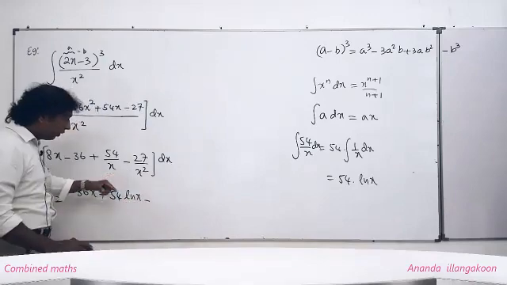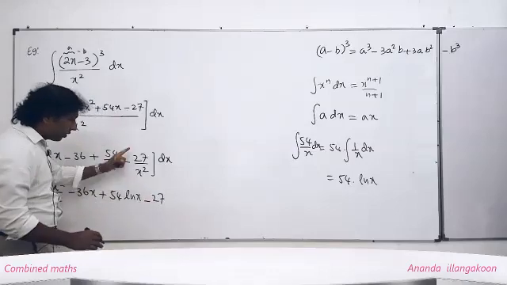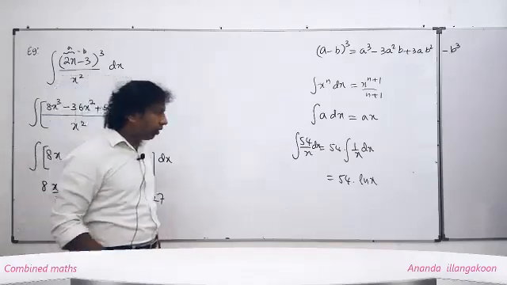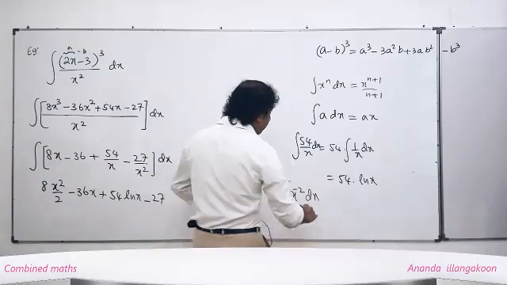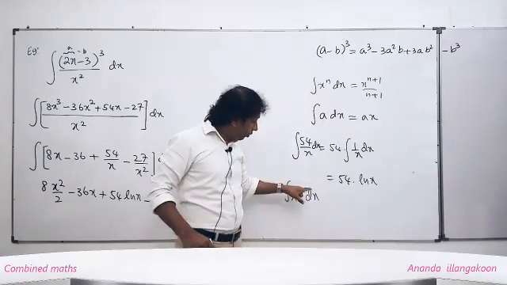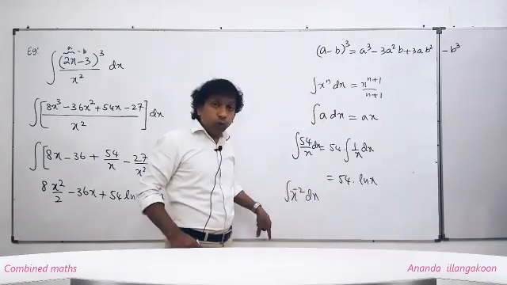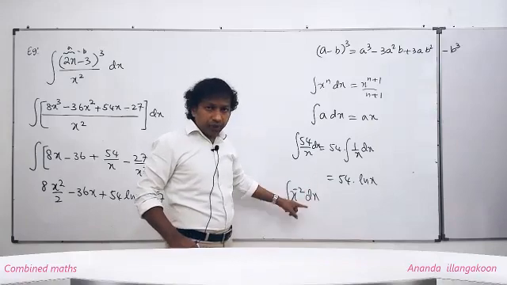And this 27 we can keep like this. It's a constant, no? Take this x squared to the numerator, that is x to the power minus 2. When you integrate x to the power minus 2, again that can be integrated by using this result: adding 1 to the power and dividing by the new power. Once you add 1 here, minus 2 plus 1 is minus 1, divided by minus 1.